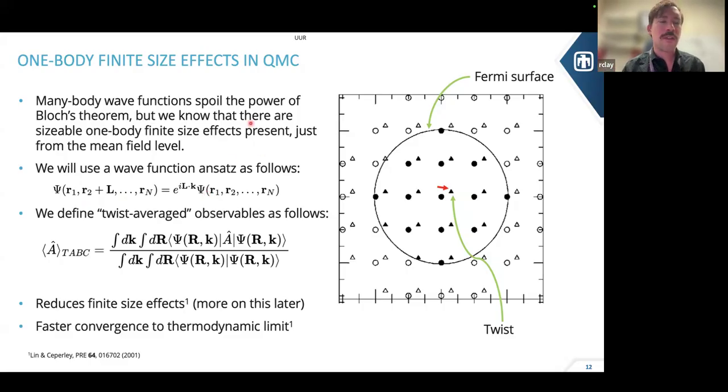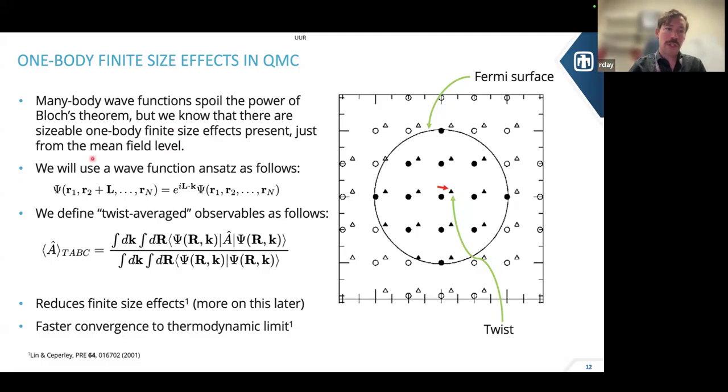But the other thing is that if we get rid of the Jastrow, this thing maps pretty well onto basically a Hartree-Fock wave function, which is actually kind of like a single particle thing, or it's mappable onto a mean field single particle thing. And we know that there are one-body finite size effects present in that. We just talked about all the types that can happen in a single particle theory. So it's still important to deal with these, even though we've broken the rigorous correspondence.